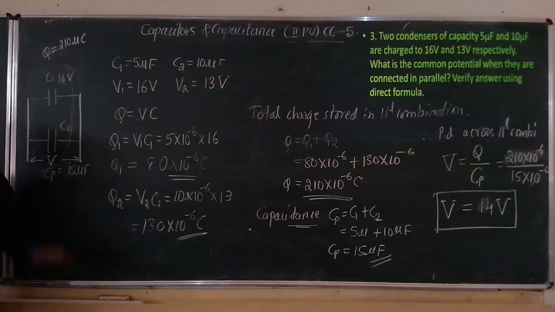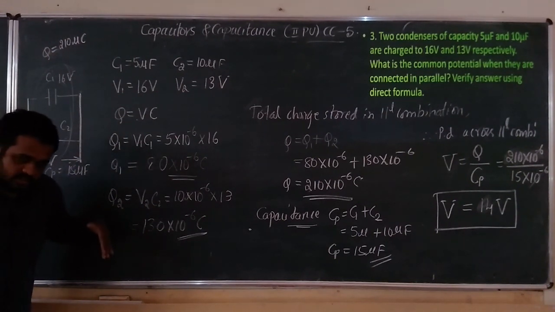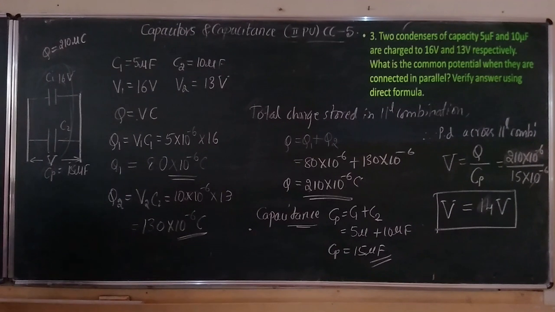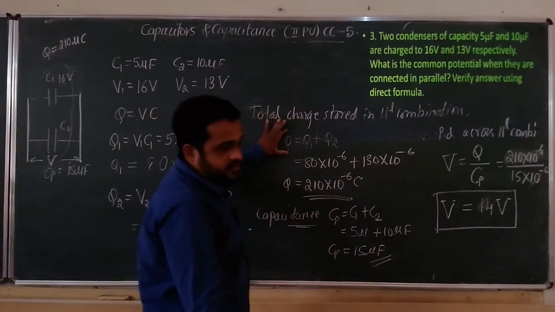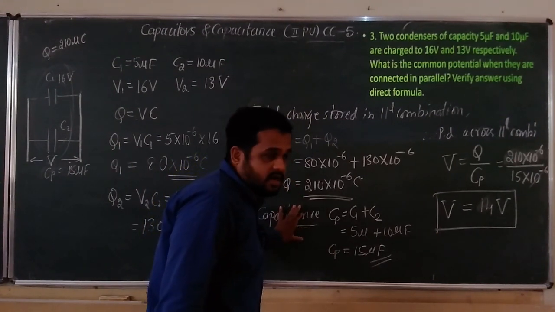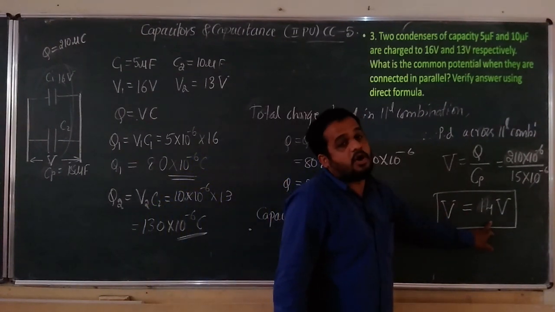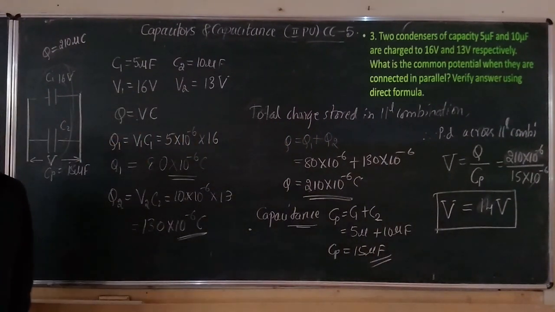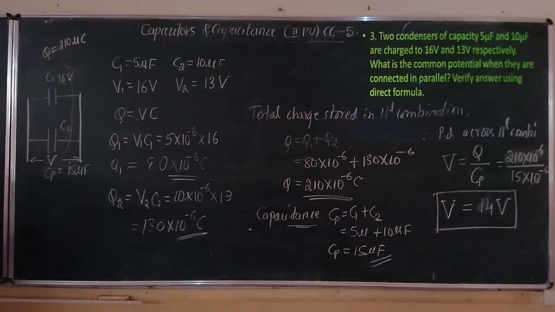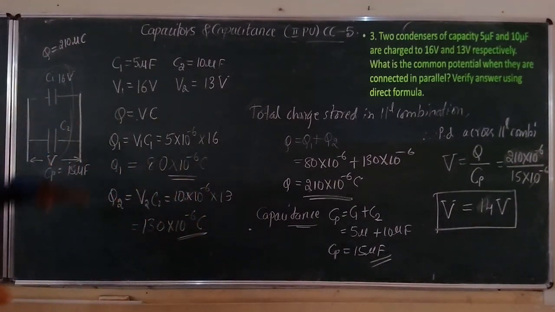So when two capacitors are charged separately and then connected in parallel, what is the total potential difference across the combination? To find it, first calculate the amount of charge stored in each capacitor, then find the total charge, then find the effective capacitance of the combination. If you divide this charge by the capacitance, you will get the common potential difference between the combination. Now you can solve this. If it is asked in a theory exam, you have to solve it like this only. You have to follow all these steps.